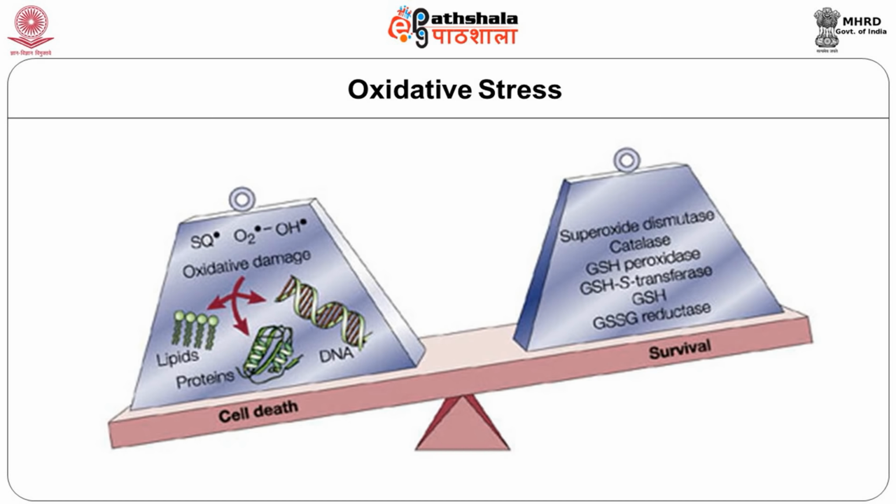Why will this happen? If you look at the constitutively present antioxidants at cellular level, like superoxide dismutase, catalase, glutathione peroxidase, transferases, reductases, they are abundantly present. But when, at a cellular level, the oxidants are more than the antioxidants, then there is a possibility of oxidative damage both to the lipids and the proteins, and ultimately DNA damage, and there will be cell death.